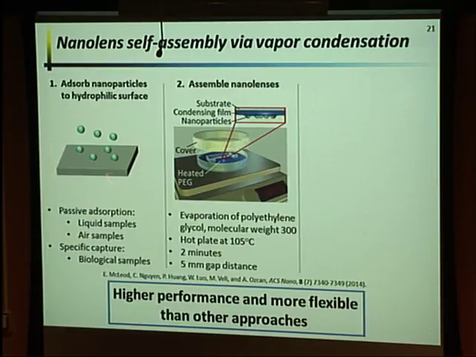So the next step is we take the sample, we flip it upside down, and we suspend it above a pool of liquid polyethylene glycol. In this case, this is heated up to 105 degrees. This isn't boiling, but it's hot enough that some of this polymer is going to evaporate.